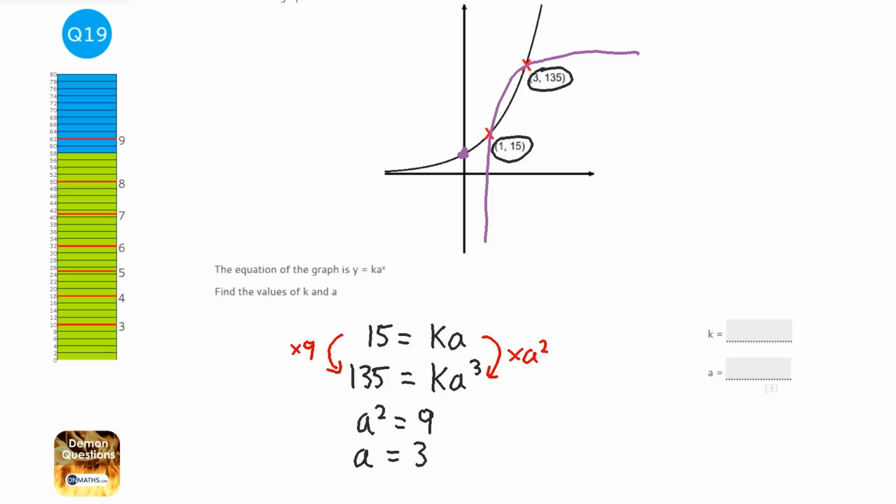So anyway, I then use that a into the first equation, so 15 equals k times a, well that's going to be 3k, and then divide both sides by 3, and you get k equals 5. So k equals 5 and a equals 3, and I just need to check that. So let's do the second equation, so 5 times 3 cubed. So 5 times 3 cubed is 135, so I know I've got it right.